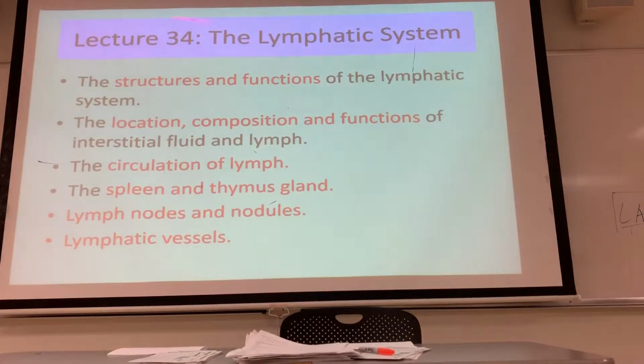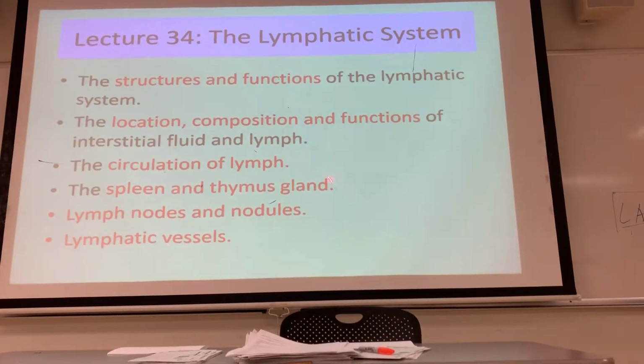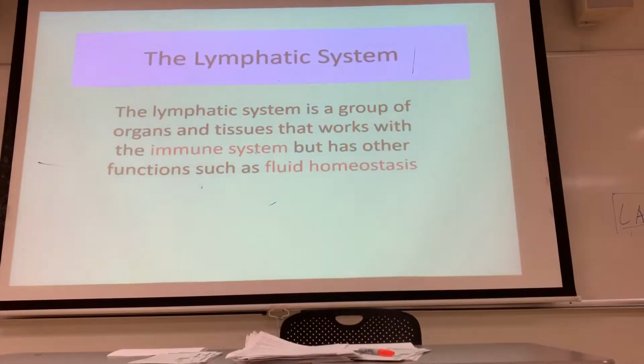Okay, so what are we going to study here? Structures and function, location, the composition of the lymph, the circulation of the lymph. The spleen is the largest lymphatic organ, okay? And then the thymus, we already studied the thymus, lymph nodes and nodules, and lymphatic vessels. So this is lecture 31, mostly anatomy, no physiology at this point.